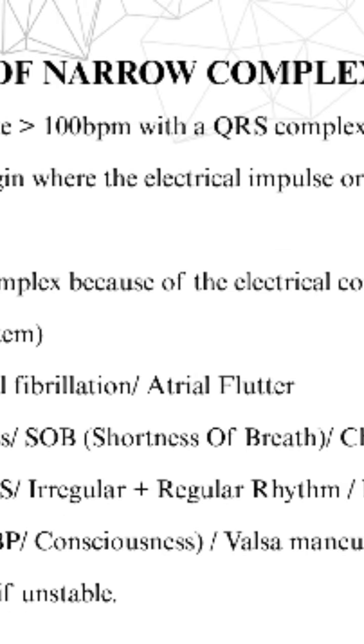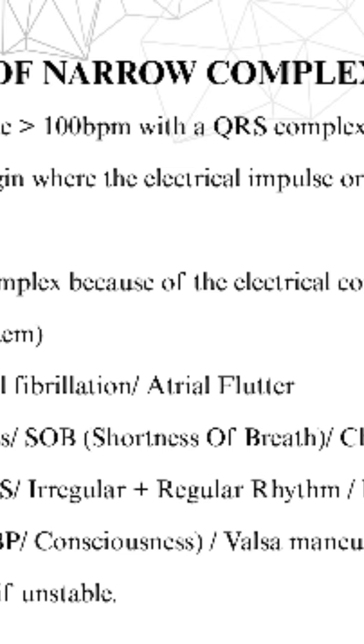Now let's move on to the introduction of narrow complex tachycardia. The definition for this ECG is tachycardia, a heart rate above 100 bpm, with a QRS complex duration below 120 ms. This indicates a supraventricular origin, where the electrical impulse originates above the ventricles, which is from the AV node. The QRS complex is narrow because the electrical conduction through the ventricle is normal via the Purkinje system. The causes for this ECG will be sinus tachycardia, atrial fibrillation and atrial flutter.